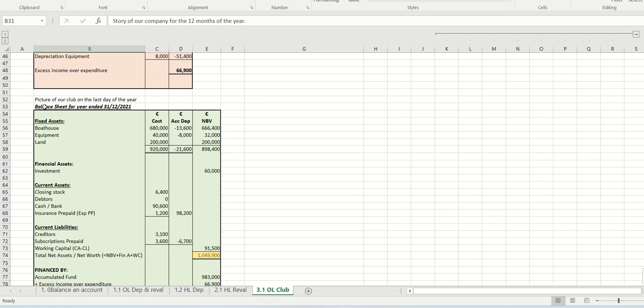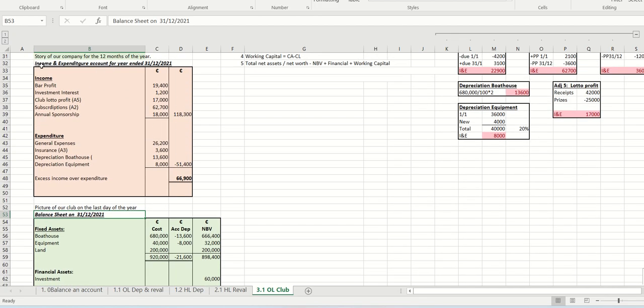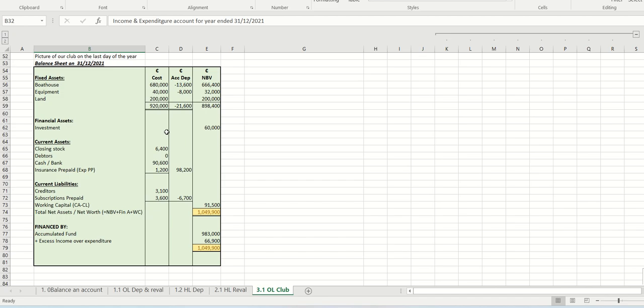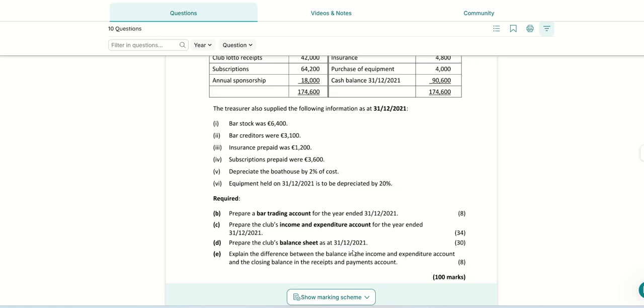So I need to actually change the way I worded this. Your balance sheet is on the 31st, because it's the picture of your company on the 31st of the 12th. And this is the income and expenditure for the year. So they're two different things, and it's nice if you can understand that as you're going along. And that's it. So for doing our balance sheet, you'll have gotten 30 marks, and all of it is just knowing your layout. There were no calculations, very little going on.